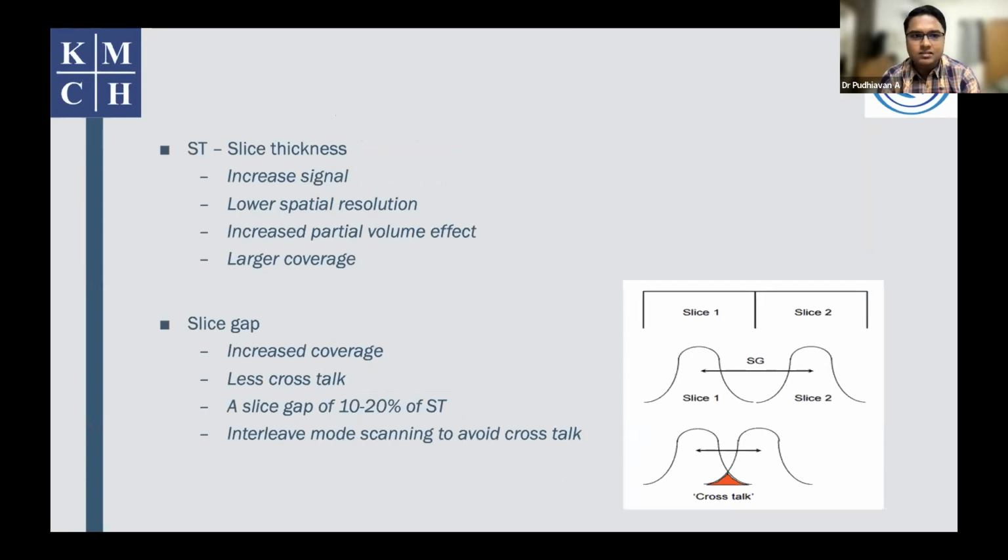Coming to slice thickness, increasing slice thickness obviously will increase the signal because the voxel size increases. However, the spatial resolution is lowered. And increasing the slice thickness to a larger level will also introduce partial volume effect. The advantage of increasing the slice thickness is that you can cover a larger area. A 10 millimeter slice thickness can cover 10 centimeters with just 10 slices, whereas with a 5 millimeter slice thickness, you'll need 20 slices to cover the same 10 centimeters of area. And there is something called a slice gap.